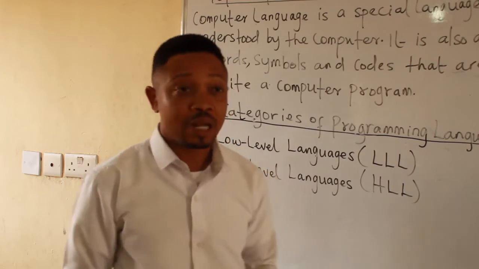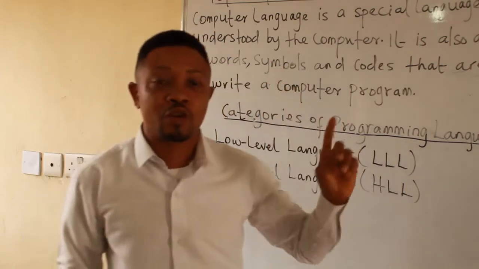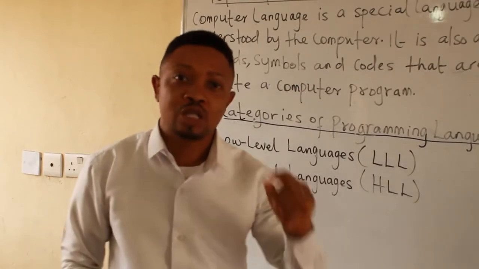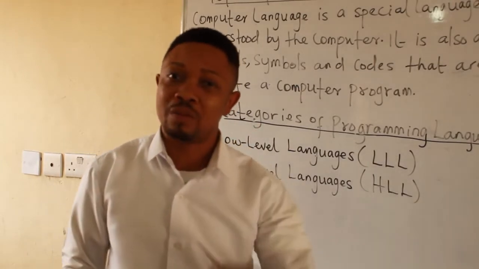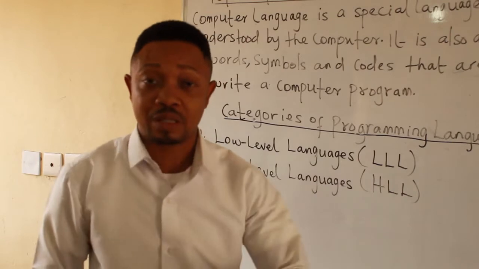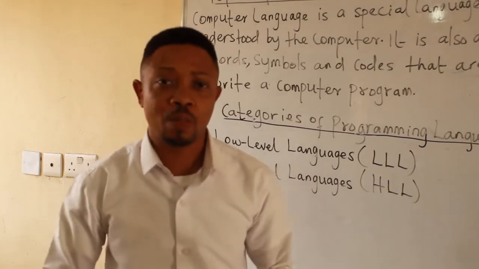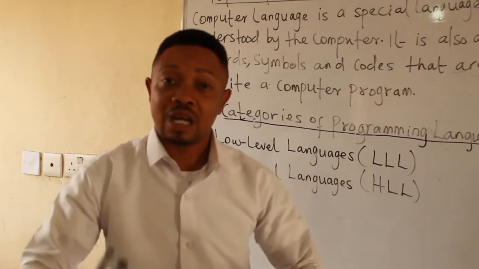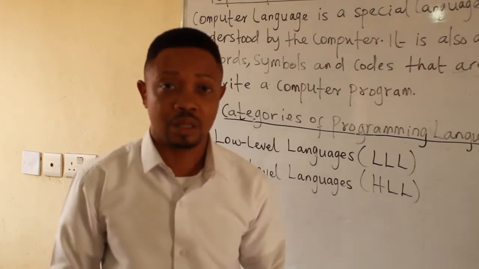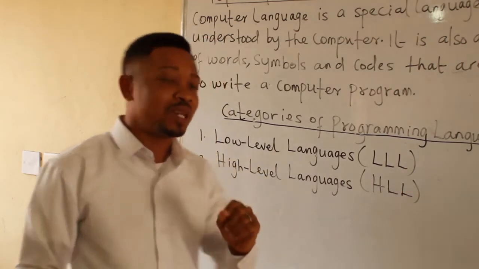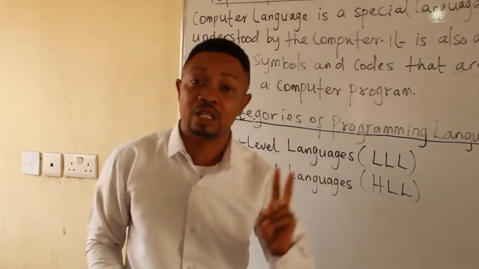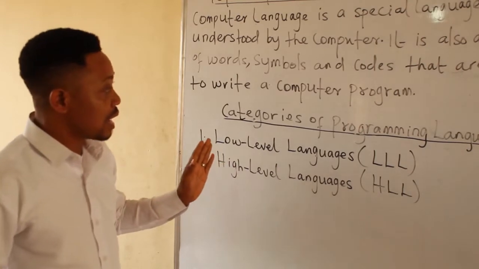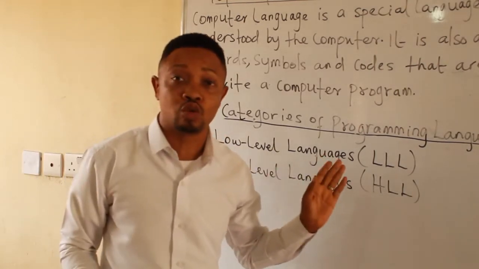Are you following? Now, I have said that the act of writing programs is called programming. A programmer is someone who uses programming languages to solve problems. Now, what is a program? A program is a set of instructions or codes that are used to solve problems. Are you following? Now, programming languages are categorized into two.